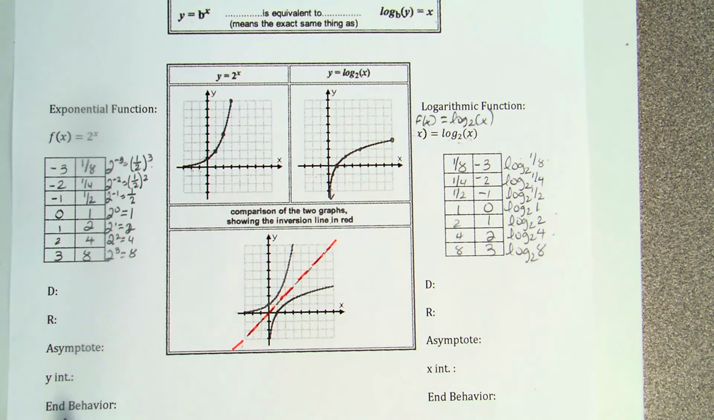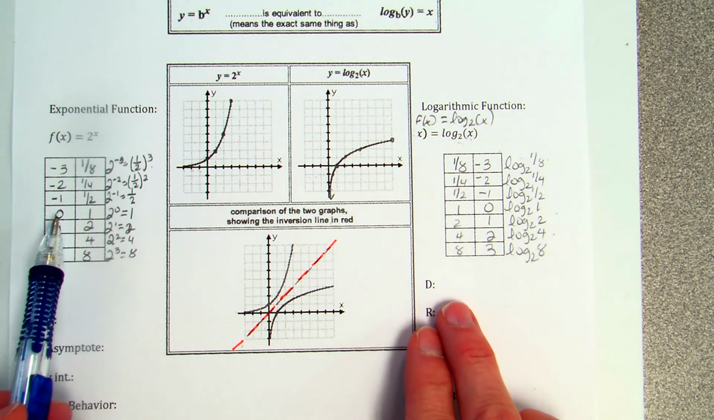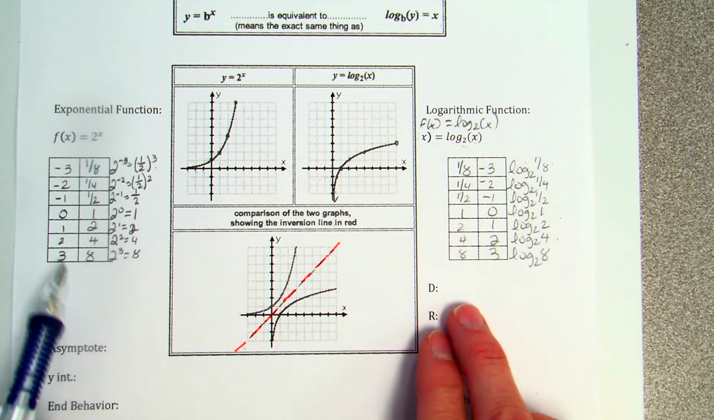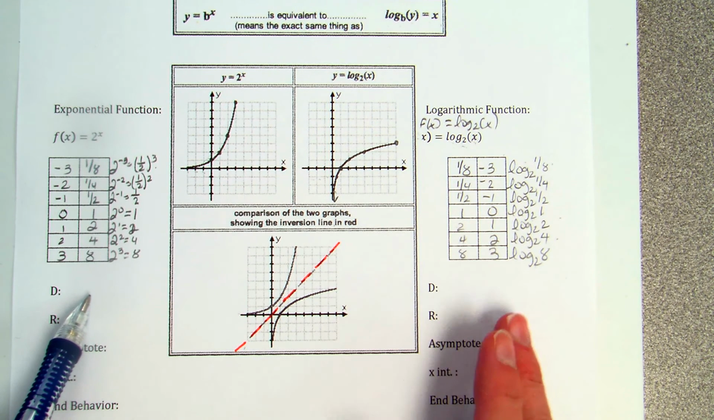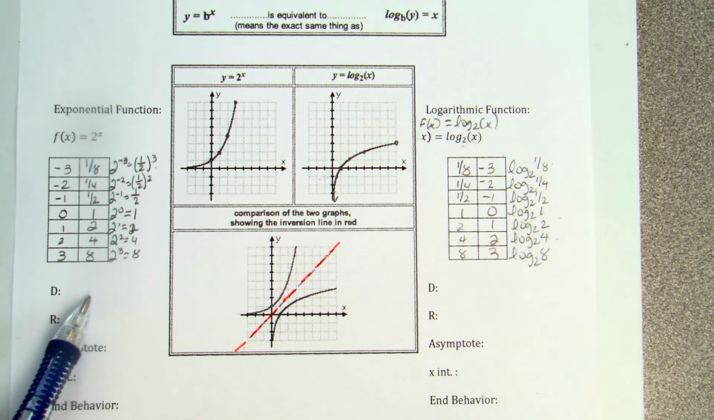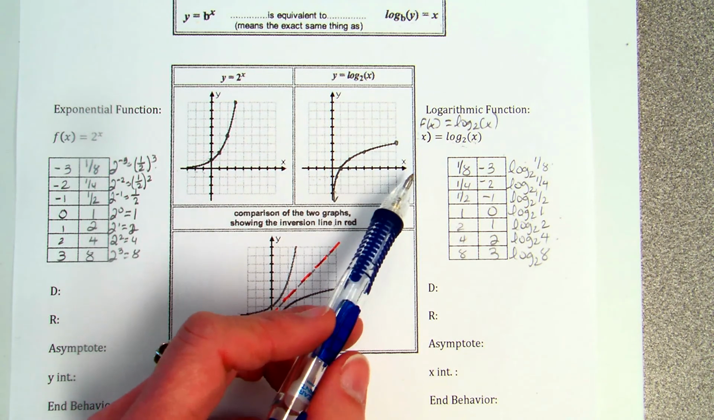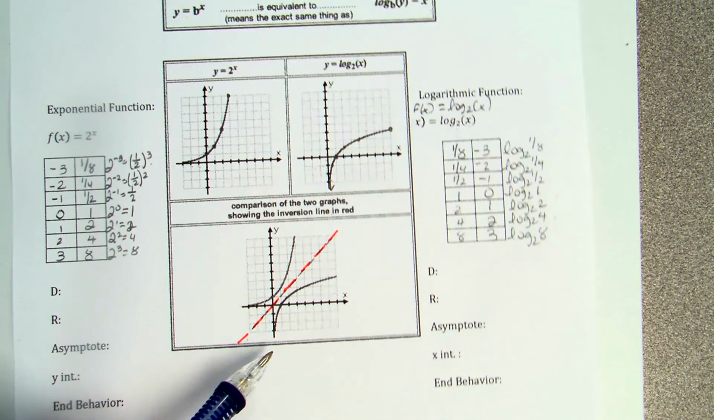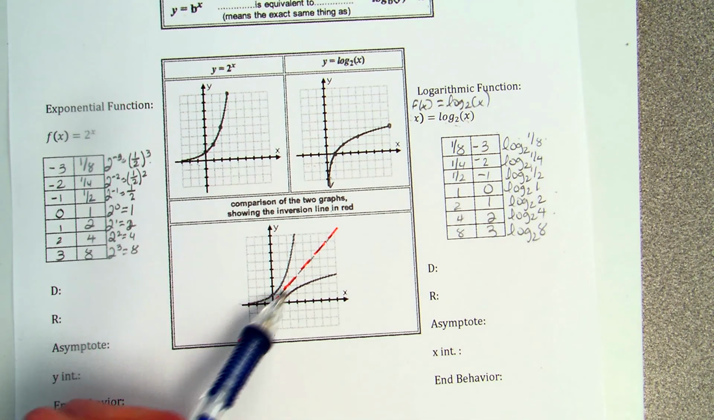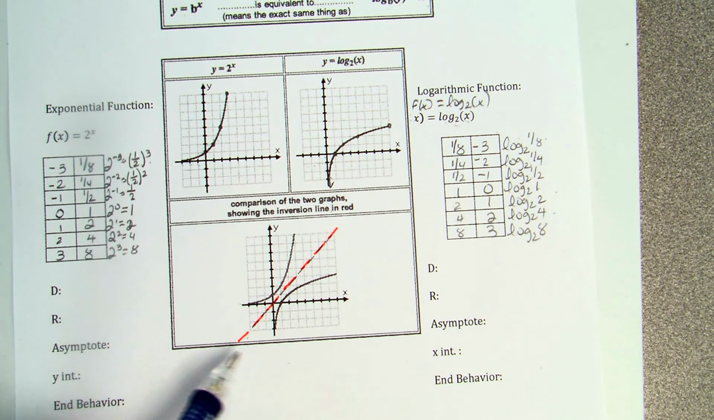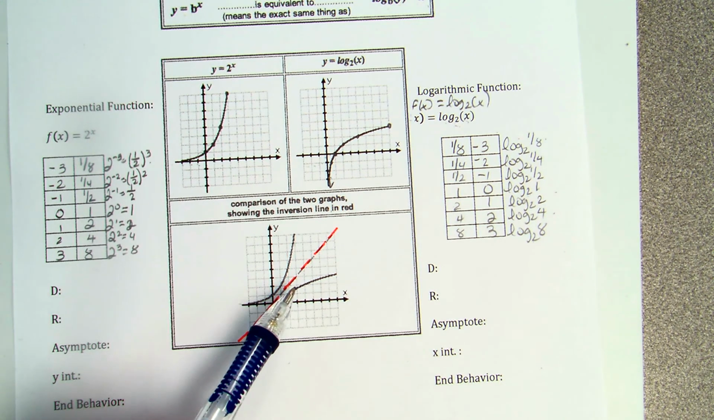So, if you notice, looking at the graphs, looking at the t-charts, those x and y values swapped places. The x's became the y's and the y's became the x's. An exponential function is the inverse of a logarithmic function. So look at them. Here's a picture of the exponential and the logarithmic on the same graph. They do reflect each other across that line, y equals x.